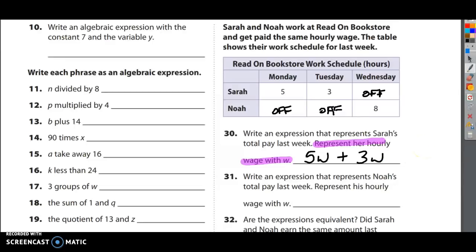So let's make sense of this. She worked Monday for 5 hours and Tuesday for 3 hours. You multiply each of those by W, and then to get her total amount of pay, you add them up.